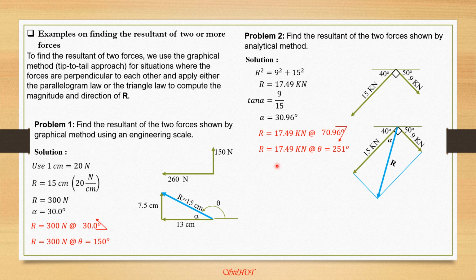So because we round off values to 4 significant figures, and if you make it 250.96, that would be 5 significant figures. So if you round off the value to 4 significant figures, that's 251 degrees.